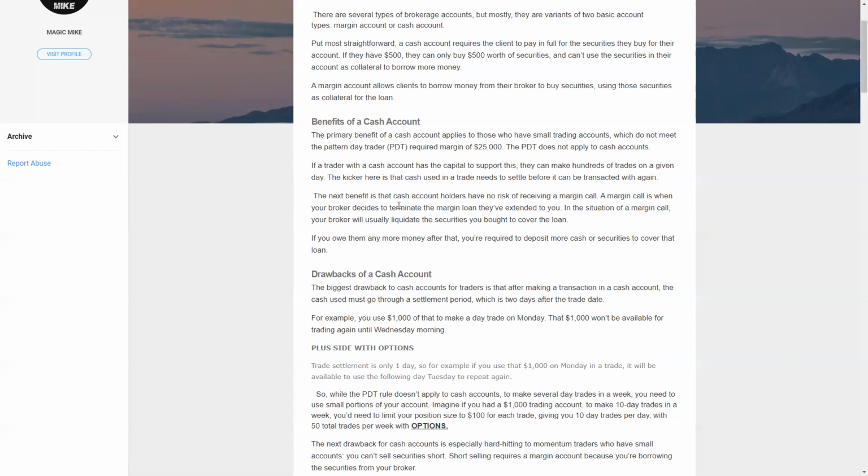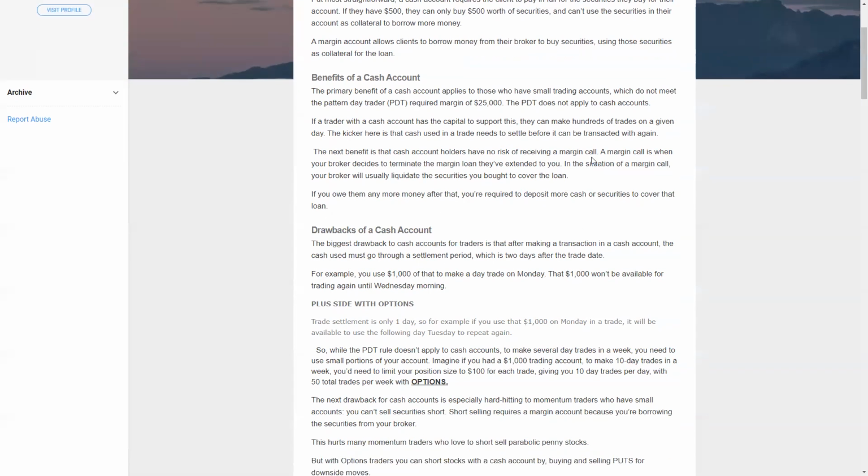Now, the next benefit is that cash account holders have no risk of receiving a margin call. That margin call is when your broker decides to terminate the margin loan they've extended to you while you're in the middle of a trade. In the situation of a margin call, your broker will usually liquidate the securities you bought to cover that loan. If you owe them any more money after that, you're required to deposit more cash or securities to cover that loan.